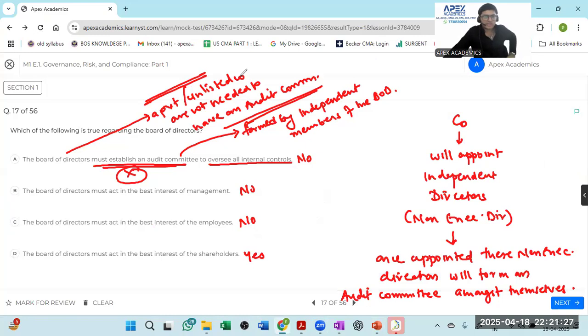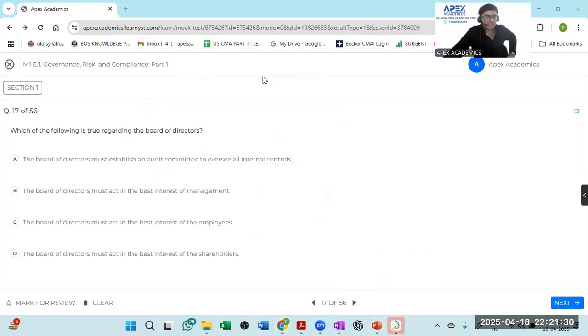Sir, now let's erase this. So what is this? Which of the following is true? The board of directors must act in the best interest of the shareholders.